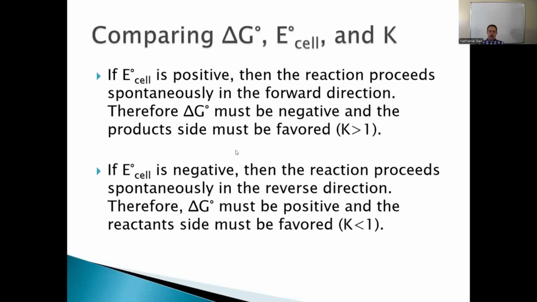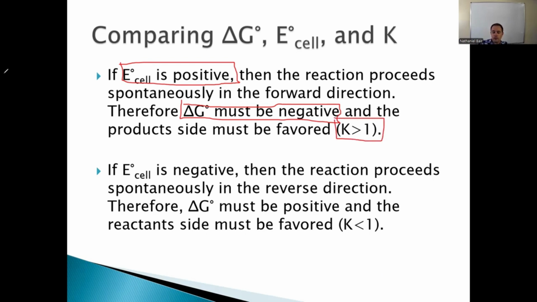So, how do we tie all this together? Well, here's how, folks. If you were wondering how we could tie the last two chapters together with this, you don't have to wait any longer. If we have a positive voltage, then that means the reaction is spontaneous. So that would be a negative delta G. So a positive E cell, that reaction is going to have a negative delta G, which means the product side is favored, right? Which means you're going to have an equilibrium constant that is greater than 1.